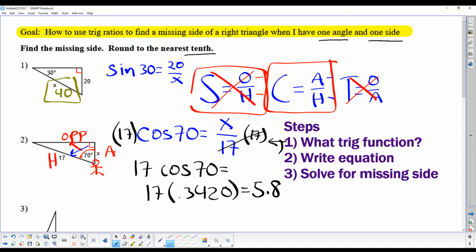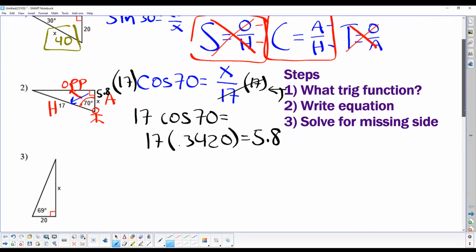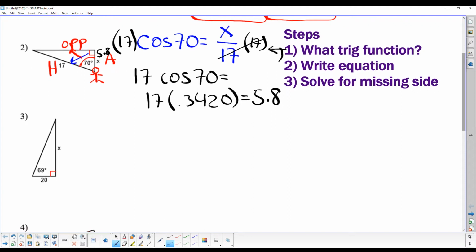Does it make sense? Does this look like it could be 5.8? The longest side is 17. The shortest side is 5.8. That looks realistic, reasonable. Always do a mental check. We'll do one more, and I'll show you a couple more after that.